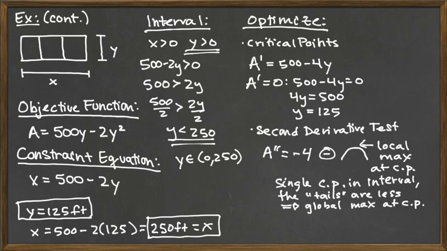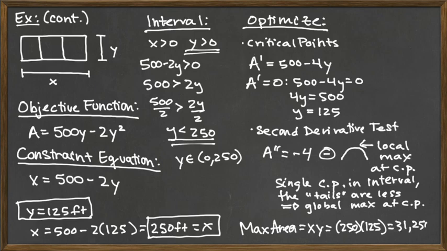And then we also need to actually know what the area is. So the max area is going to be equal to x times y. So it's going to be your 250 times your 125. And that's going to be 31,250. And it's going to be feet squared because it's area. And so with that answer, we have completed the problem.